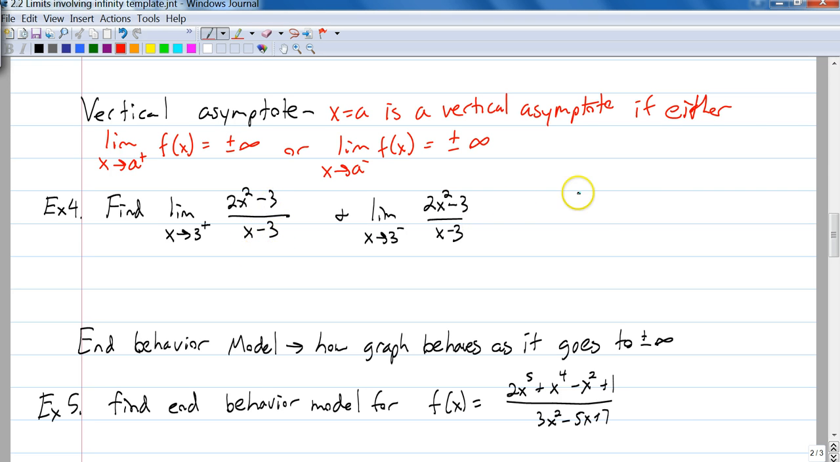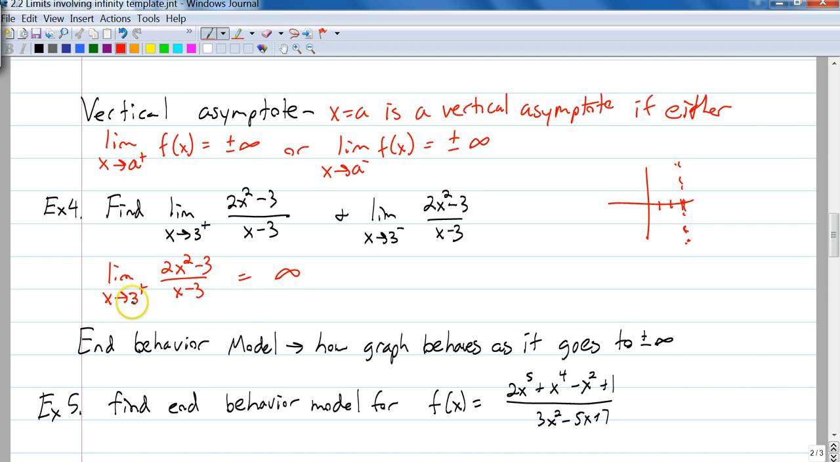So if this is a vertical asymptote, pretend there's a wall at 3. And we want to know, how is the graph approaching this wall? Well, the answer is going to be either infinity or negative infinity. So right away, we know it's going to be some infinity. All you have to do is figure out which one it is. So let's be careful though. I just have to see if I have to put a negative sign in here.